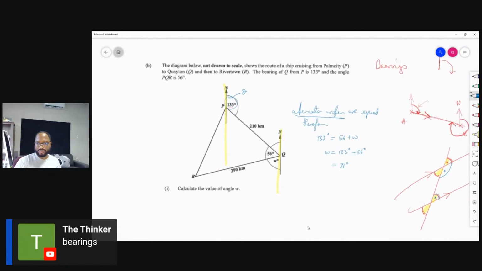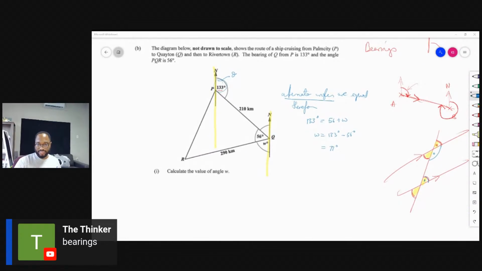All right, what next? That's the easy part. That comes for 2 marks. Our next, a 1 mark question, is also an easy part. They want you to find the bearing of P from Q. Bearing of P from Q, boys and girls.